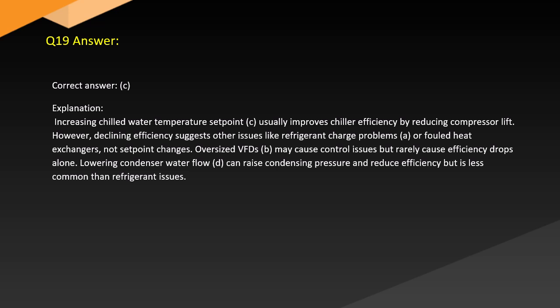Answer. Correct answer: C. Explanation: Increasing chilled water temperature set point, C, usually improves chiller efficiency by reducing compressor lift. However, declining efficiency suggests other issues like refrigerant charge problems or fouled heat exchangers, not set point changes. Oversized VFDs, B, may cause control issues but rarely cause efficiency drops alone. Lowering condenser water flow, D, can raise condensing pressure and reduce efficiency but is less common than refrigerant issues.